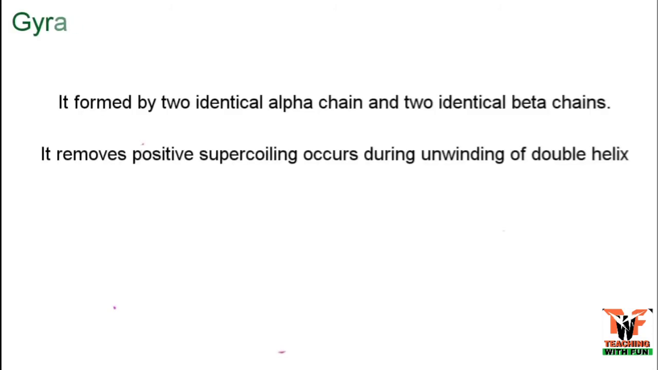The next enzyme is Gyrase. This enzyme is a tetramer formed of 2 identical alpha chains and 2 identical beta chains. Alpha subunits are encoded by one Gyrase gene and the beta subunits by another Gyrase gene.